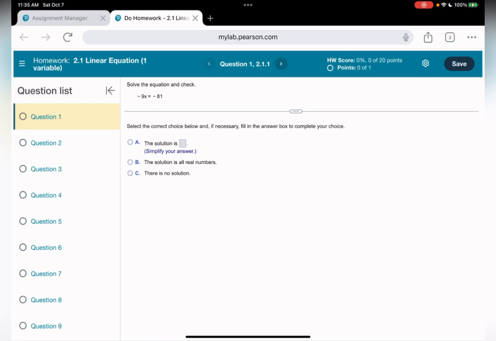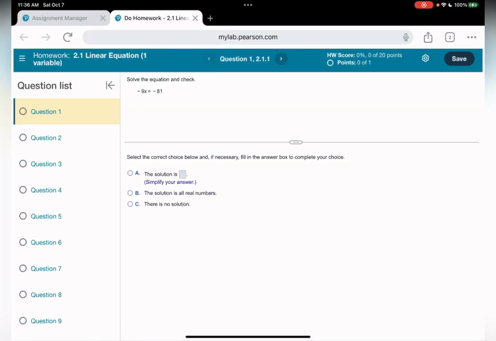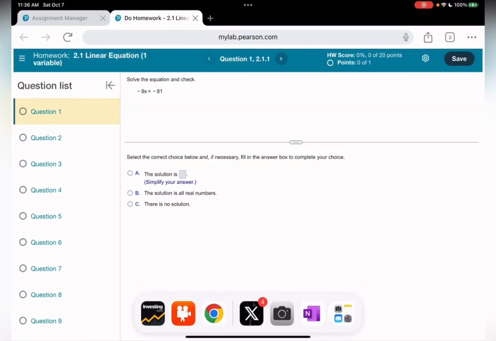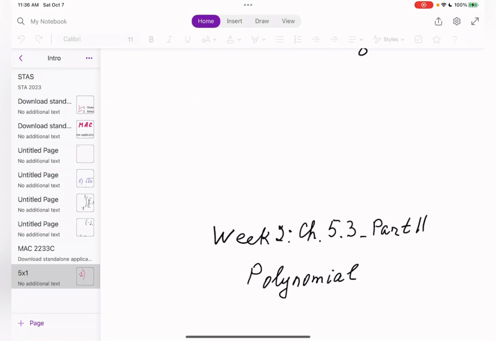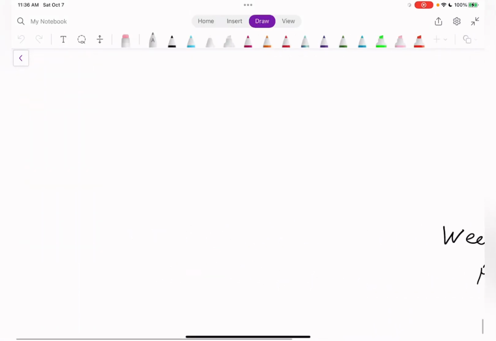Okay, we are doing homework, chapter 2.1, linear equations with one variable. Let's see what we have. First question, negative 9x equals negative 81. Negative 9x is equal to negative 81.